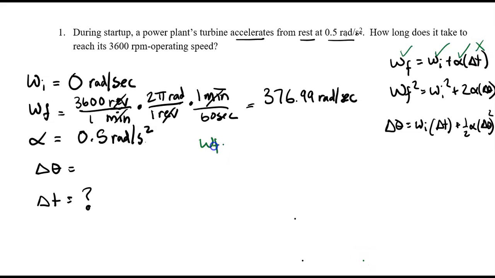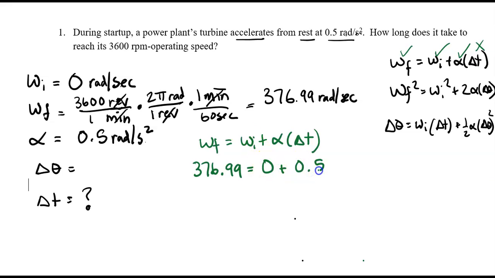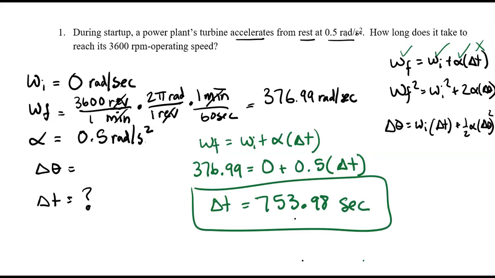Let's use that equation. So I always write down the equation above. The AP exam and oftentimes tests, they will give you credit for writing down the correct equation. And then we can see the beautiful story and help find any silly mistakes too, if we know what equation you're using. So let's put down our givens. So we have 376.99. Omega i is 0. Alpha is 0.5. We want to solve for delta t. And I get 753.98 seconds.